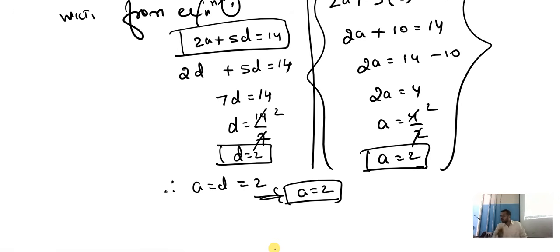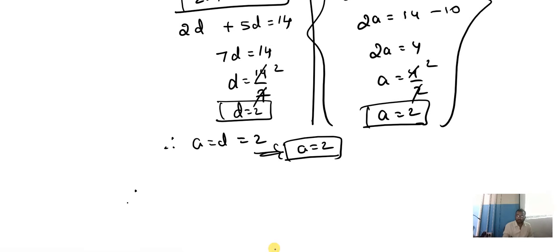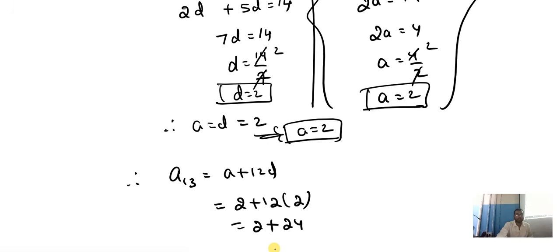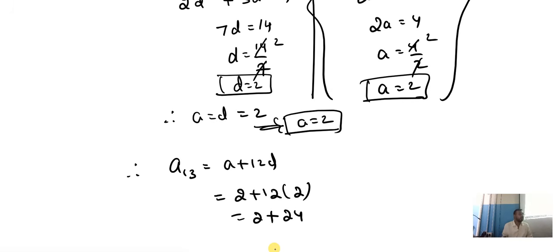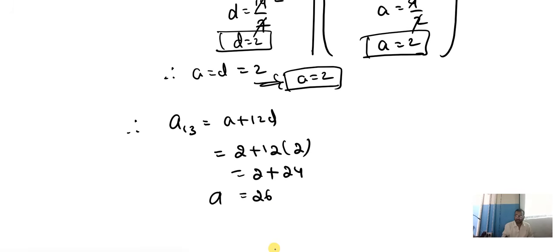Now what actually were they asking here to find? Find the 13th term. Am I right? Therefore, the 13th term A13 can be written as A plus 12D. A is 2 plus 12, D is 2. So 2 plus 12 twos are 24. 24 plus 2 is 26. So now we can say that the 13th term is 26.